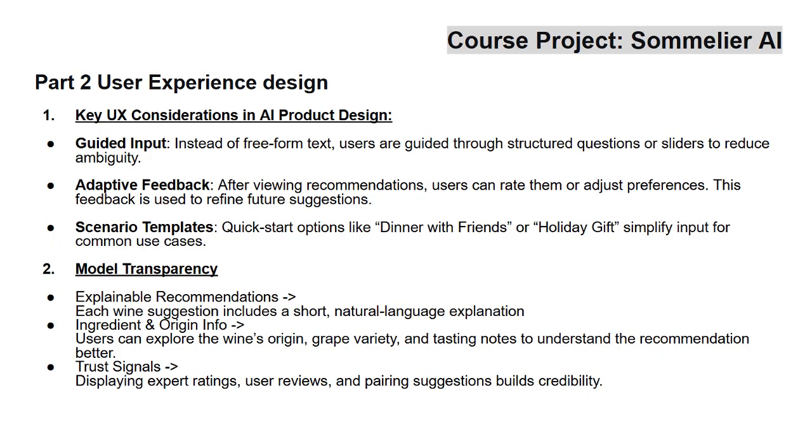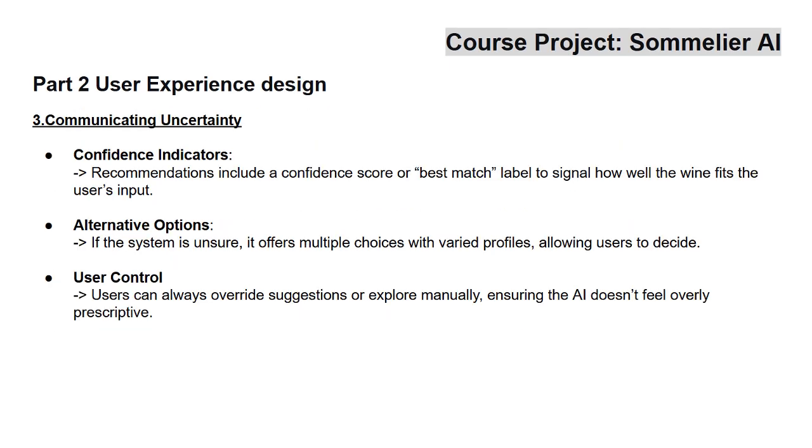Also, there are some considerations in the AI project design. For example, for guided input, instead of free-form text, we will use some structured questions, or scenario templates. We will use quick start options like a dinner with friends or holiday gift to simplify input. For model transparency, explainable recommendations: each wine suggestion includes a short natural language explanation, origin info, trust signals, and communication of uncertainty.